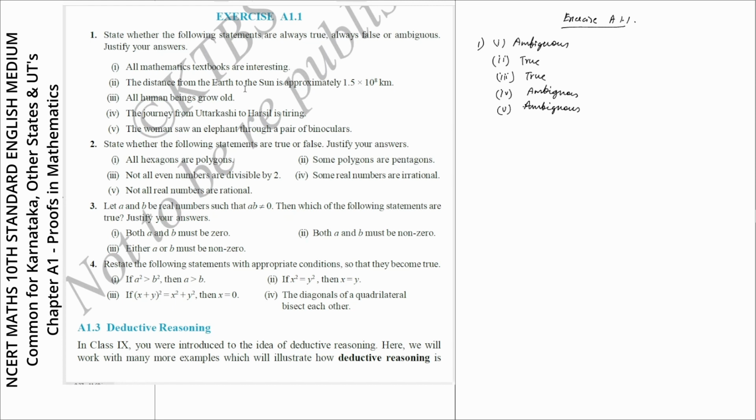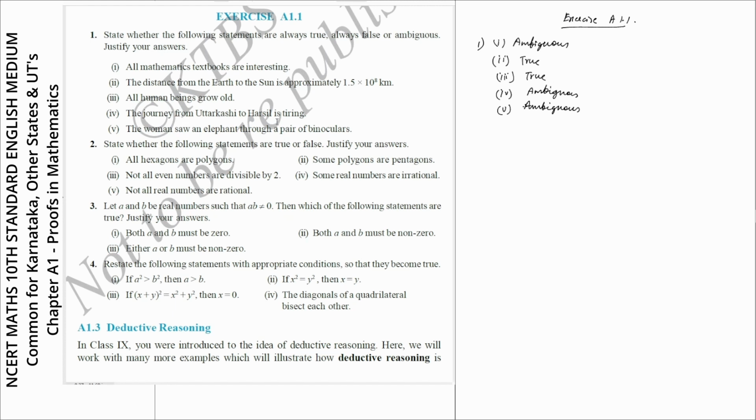The distance from the earth to the sun is approximately 1.5 into 10 power 8 kilometers. So this is true. Scientists have already proven this. All human beings grow old. So this is also true, because everybody will age. It's a known fact.